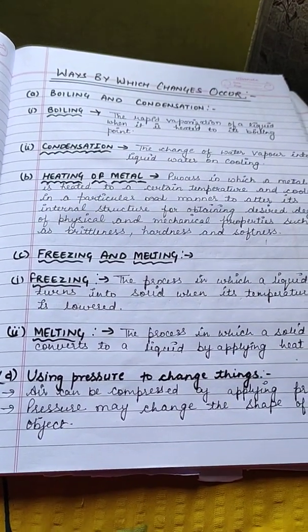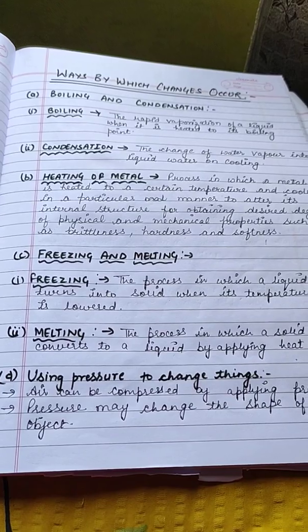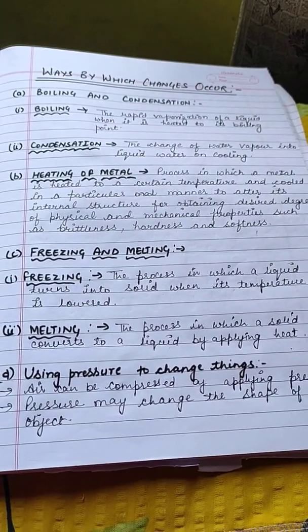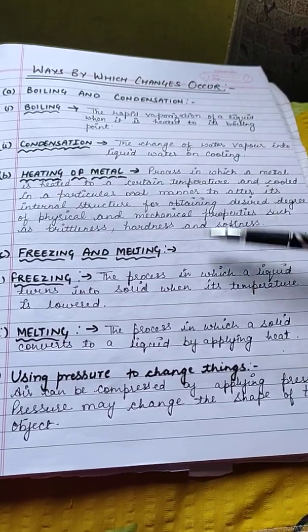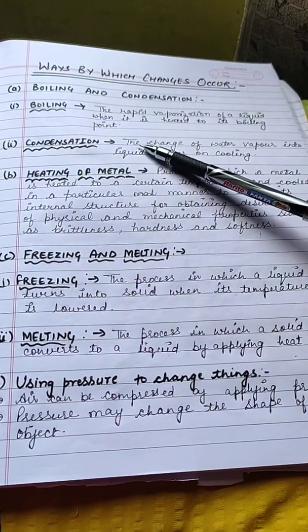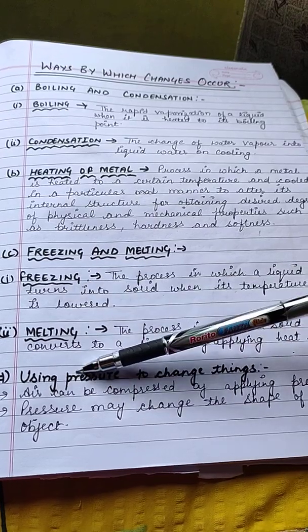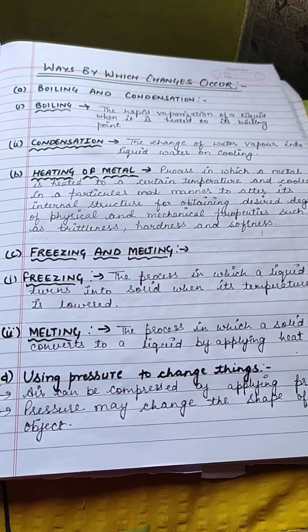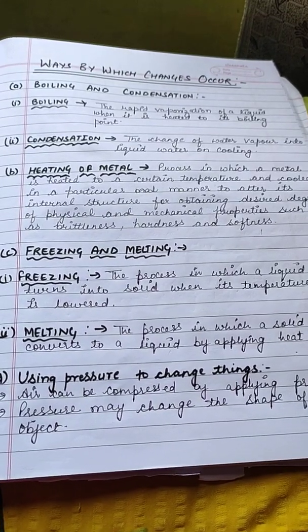So there are 4 types of changes: physical change, chemical change, reversible change, and irreversible change. And these are the ways by which changes occur: boiling, condensation, heating of metal, freezing, melting, and using pressure to change things. So I hope you have understood this chapter very well.